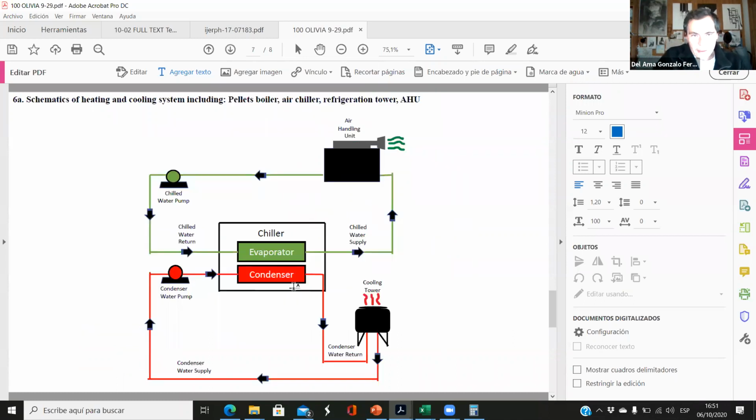Anyway, in this case, here we don't have anything that heats up this air handling unit. So we need the boiler, and then we need to connect the air handling unit to the boiler with another loop like this.